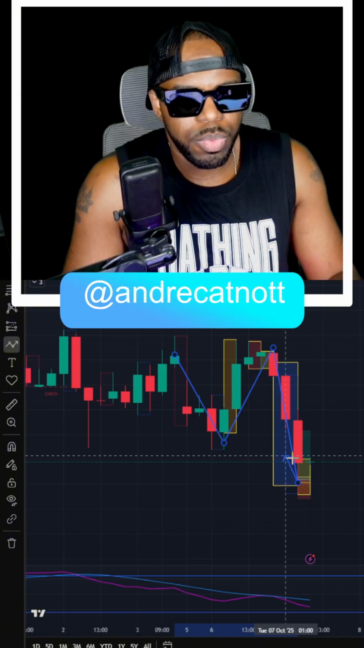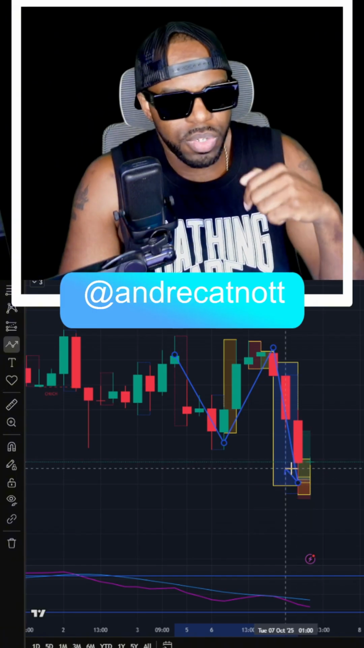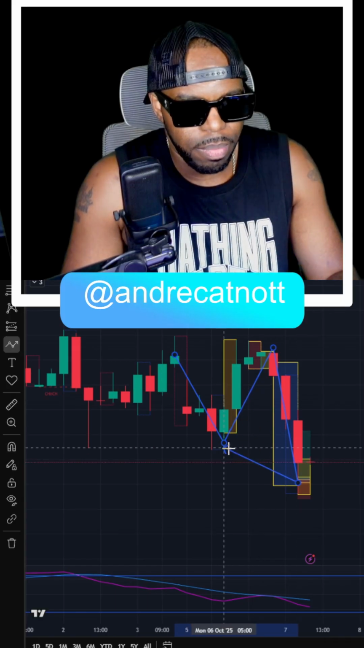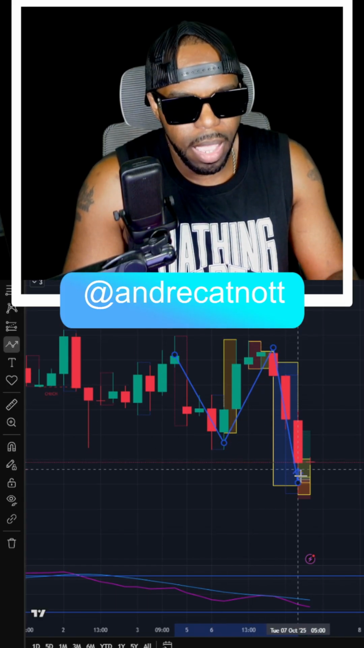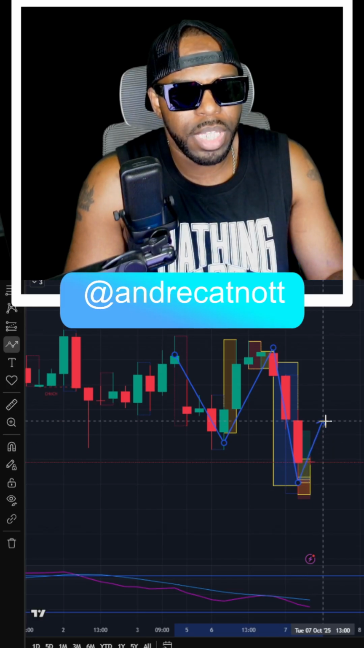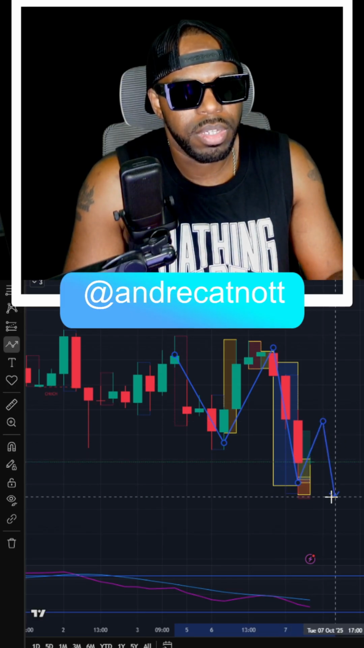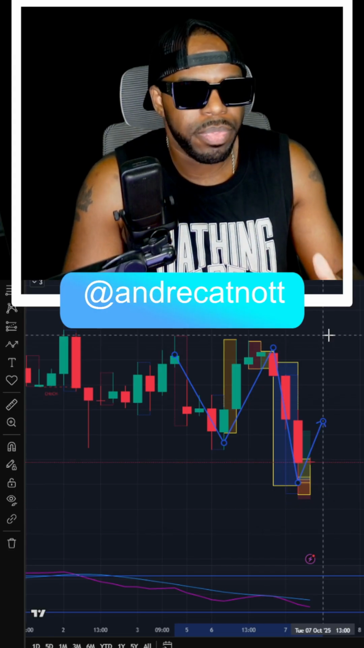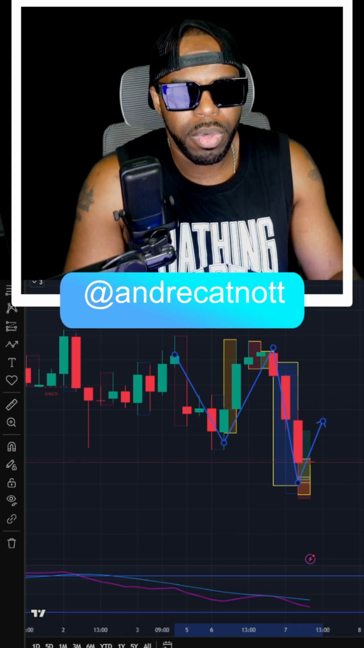So as we know, the market doesn't just go in a straight line. Market moves in waves, as you can see. Came down here, pulled back up, pulled down here. So I'm expecting some type of pullback in this area here, to maybe create a new lower low. But remember, the daily and the weekly is telling me that we should be buying.